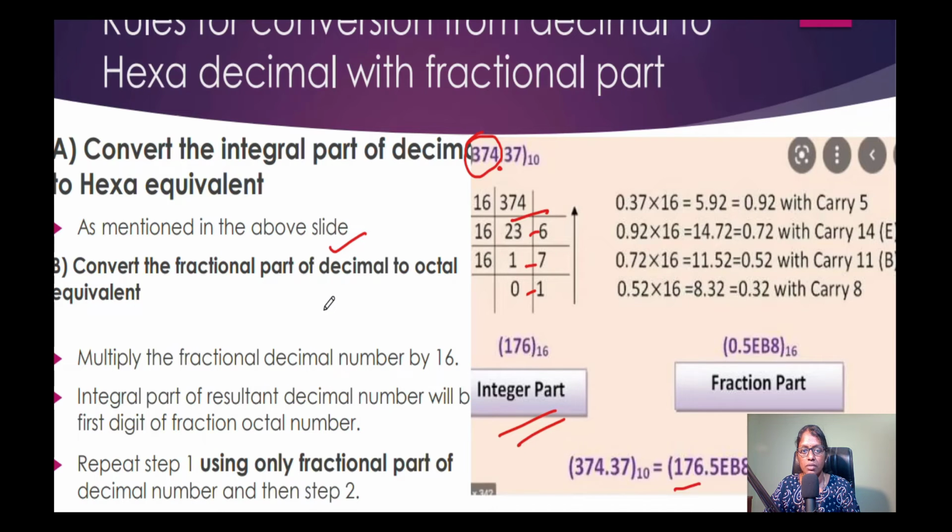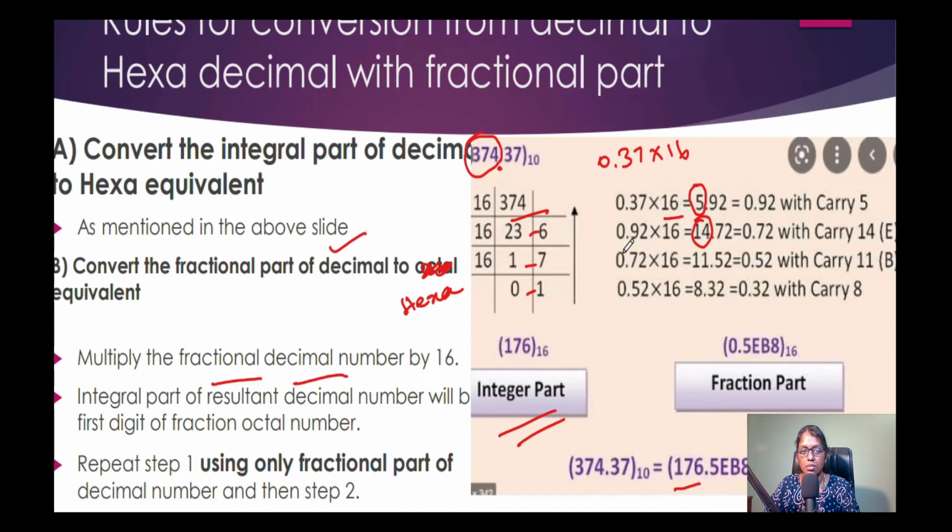Then to convert the fractional part, decimal to hexa, sorry. To convert a fractional part of decimal into hexadecimal equivalent, multiply the fractional decimal number by 16. So take down this 0.37 and multiply by 16, and you will get 5.92. Take down this carry 5 as it is, and take the remaining fractional part 0.92, multiply it by 16 again, and take this overflow 14, carry 14 is called E.